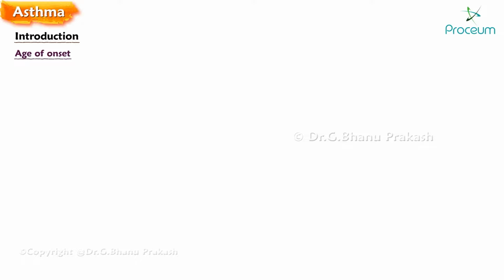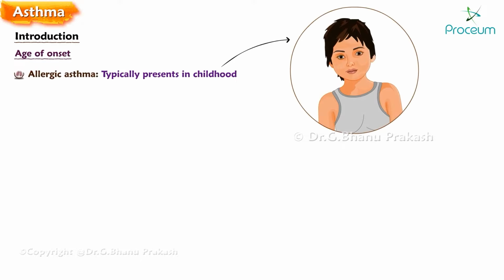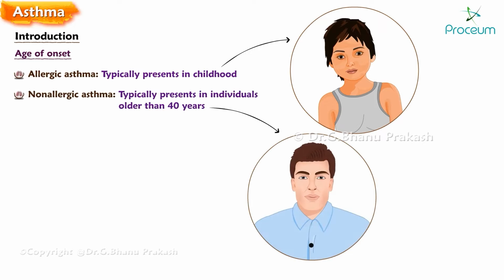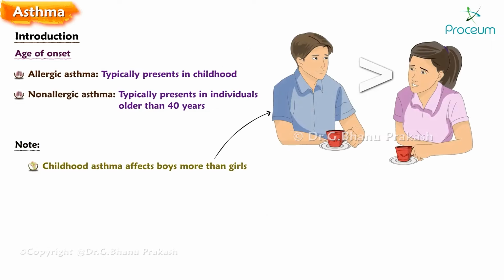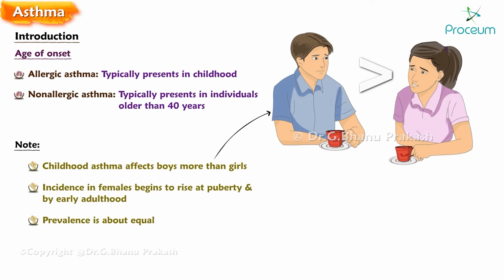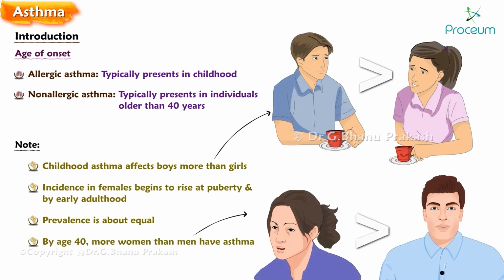Age of onset. Allergic asthma typically presents in childhood. Non-allergic asthma typically presents in individuals older than 40 years. Note: childhood asthma affects boys more than girls. The incidence in females begins to rise at puberty, and by early adulthood, the prevalence is about equal. By age 40, more women than men have asthma.